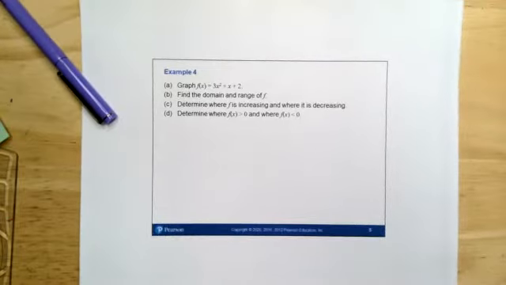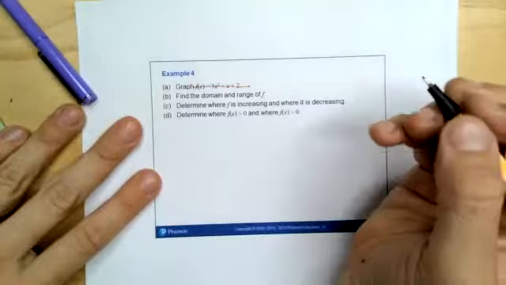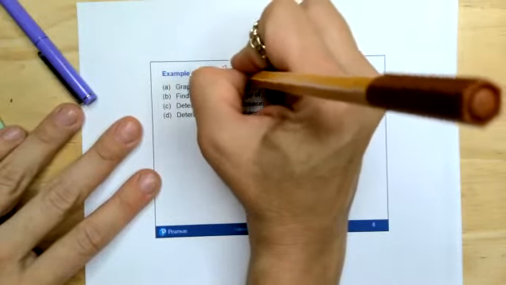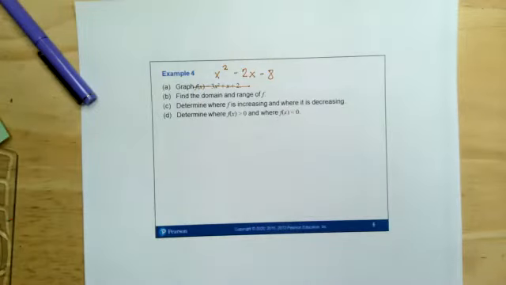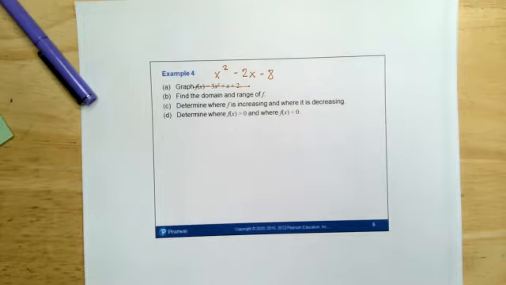Example 4, we have f of x. Let's do one more, a little bit simpler one. X squared minus 2x minus 8. All right. So we need to graph it. We need to find the domain. We need to find the range. You are welcome to graph it on Desmos.